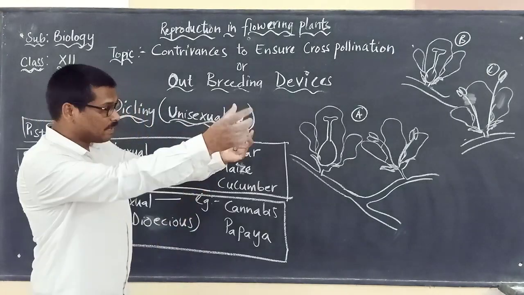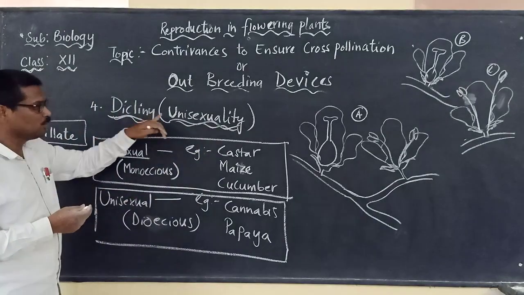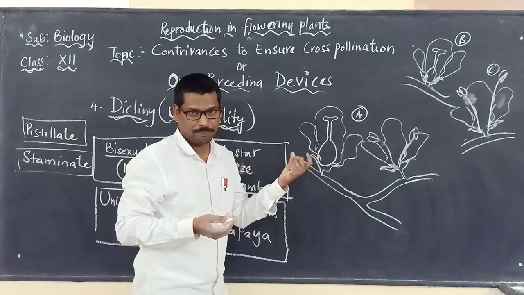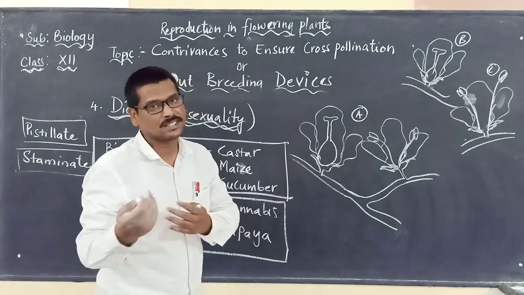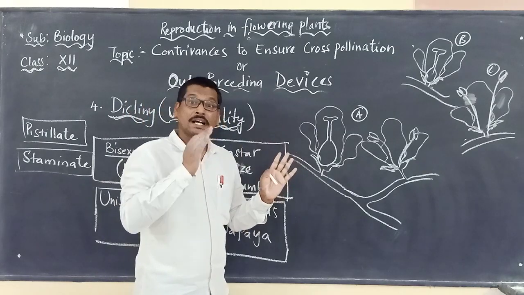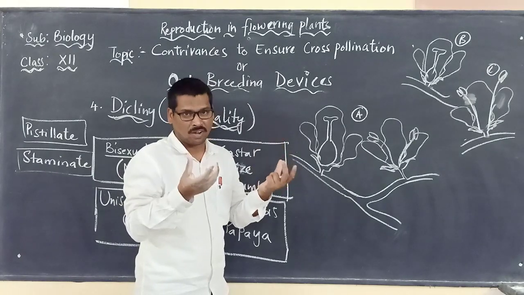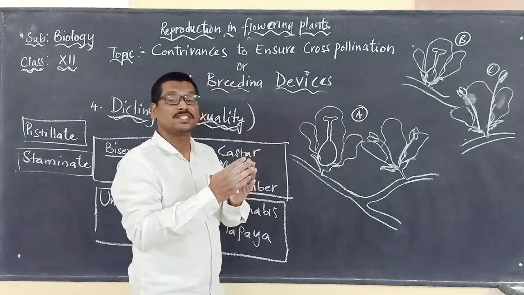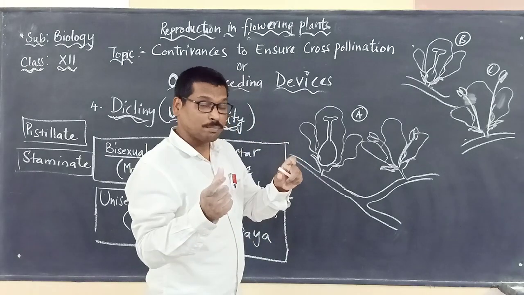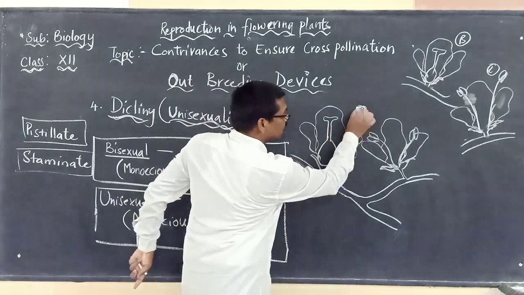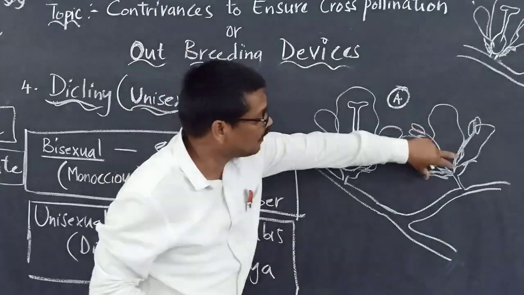When the sex organs are borne on two different flowers, it is called diclinous unisexuality. Here we are seeing flowers having the stamen and the carpels. Stamen is the male part, carpel is the female part. These two parts, which are called the sex organs, are present on two different flowers, but the two flowers may be borne on the same plant. In diagram A, this flower is the female flower and this flower is the male flower.